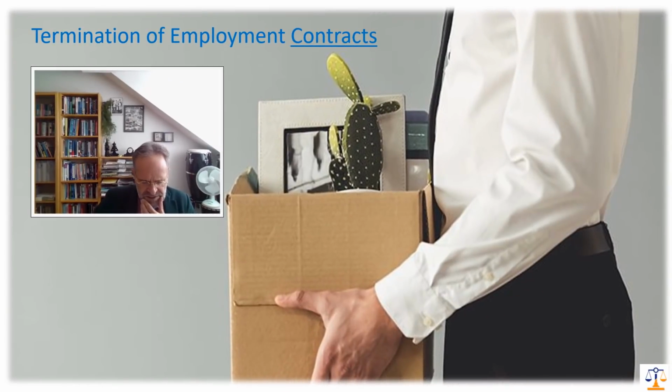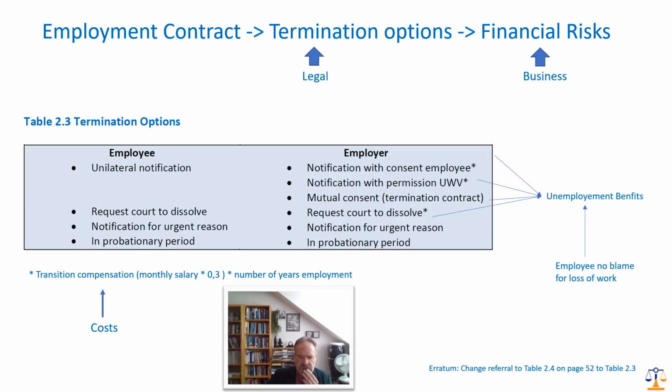Difficult subject, and that is the termination of employment contracts. If you start writing this down in the memo to headquarters, it becomes incredibly confusing because there are quite some options, but all these options have consequences. And these consequences of the termination options, those legal consequences, involve, from a business perspective, financial risk.